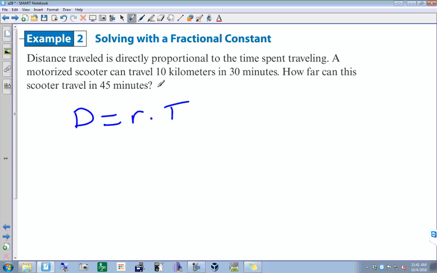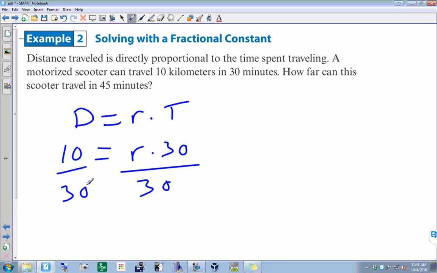So, distance, 10. Rate, don't know. Time, 30. Divide both sides by 30, and I end up with what? 1 over 3 is equal to R. Does that even make sense?